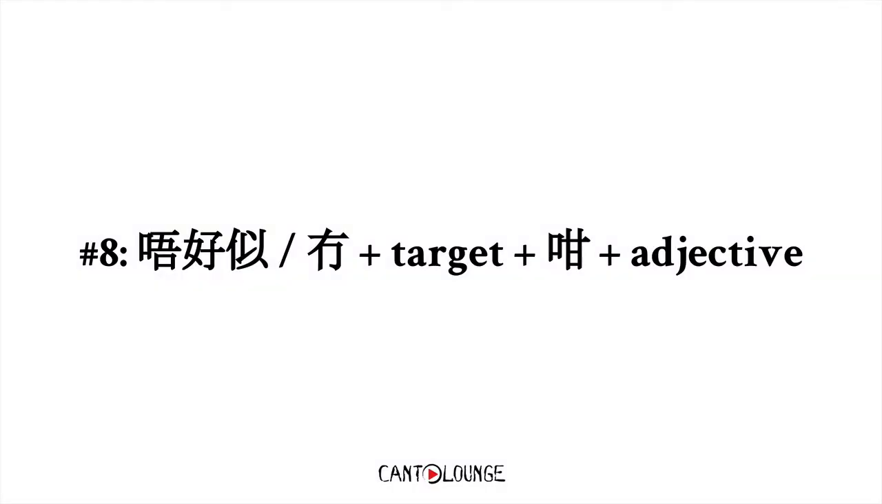All right, moving on. Pattern number 8, we have 唔好似 or 冇 plus target plus 咁 plus adjective. This is actually the inverse of the 同/好似 plus target plus 咁 plus adjective. And I think we've actually had an example of this pattern in the previous pattern. So let's have a look at another example. 唔好似 once again, 好似 means like, so 唔好似 would be not like, in terms of when we're talking about metaphors. 冇 is not as well.